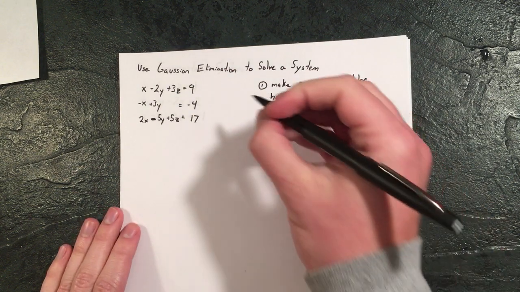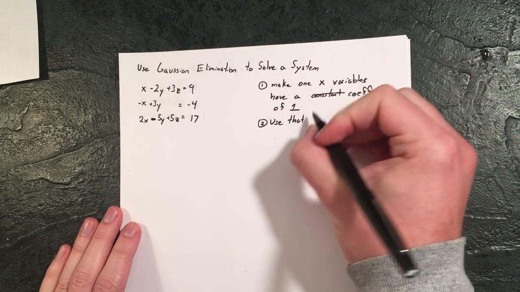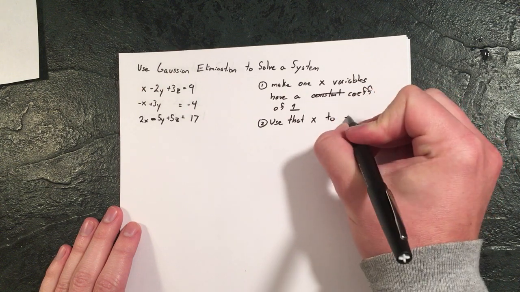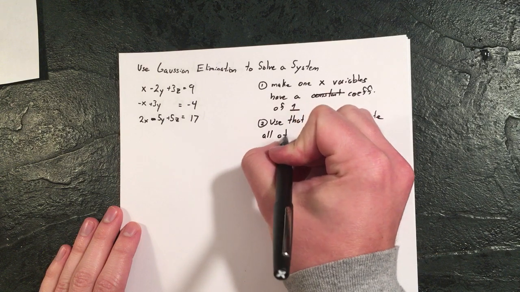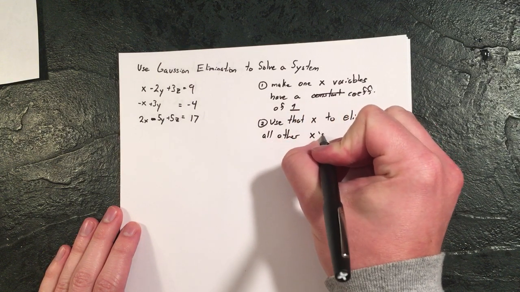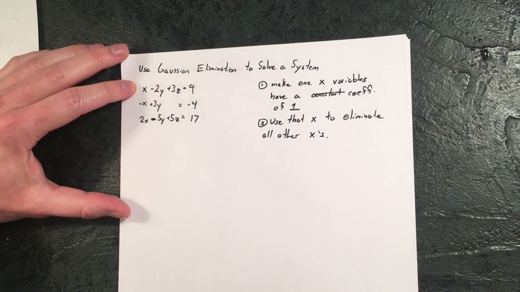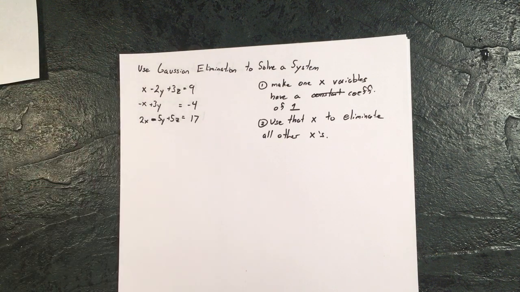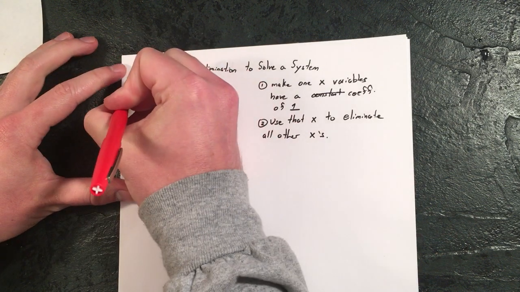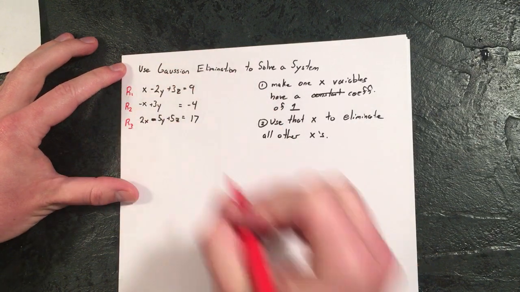That's good. Now two, we're going to use that x to eliminate all other x's. For instance, this first row here has an x with a coefficient of 1, and we can use that to add or subtract to the other rows to eliminate their x's. To help us with some notation here, what we normally say is this is row 1, this is row 2, and that's row 3.